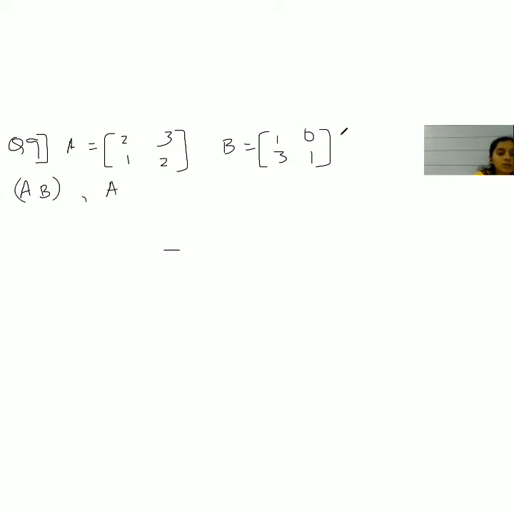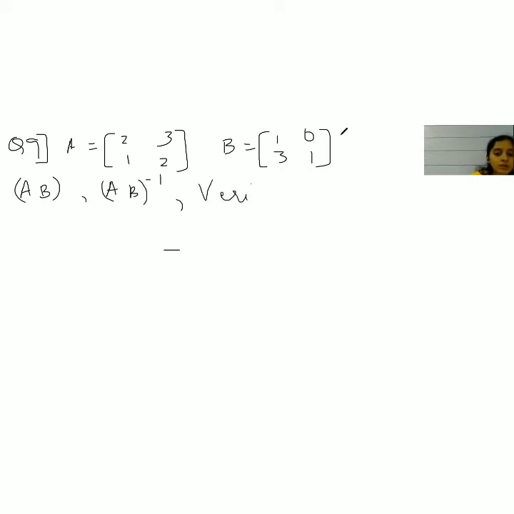Question 9. Question 9 is simple that way, but a little bit of calculation is there. We have two matrices: A equal to a 2 by 2 matrix 2, 3, 1 and 2, and B equal to 1, 0, 3 and 1. So AB and AB inverse are to be found out. We have to find AB and then we have to find its inverse. Then they've asked you to verify something.